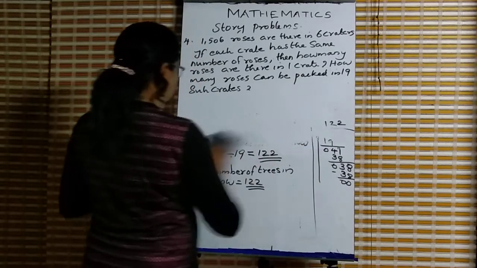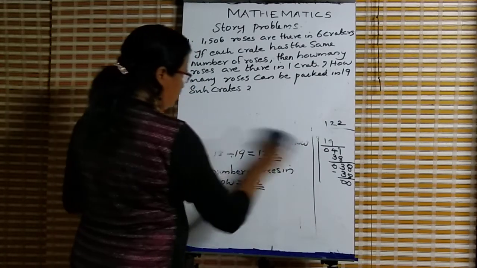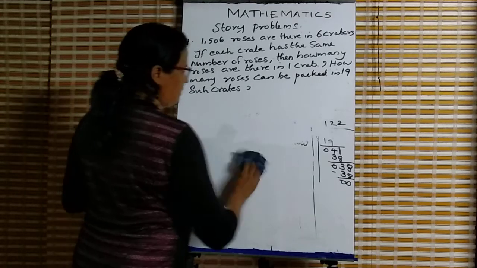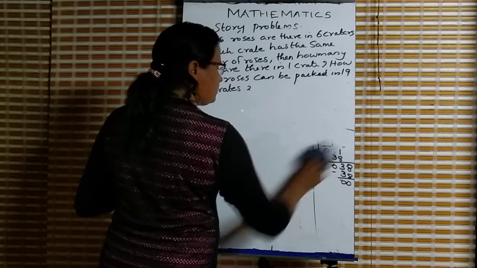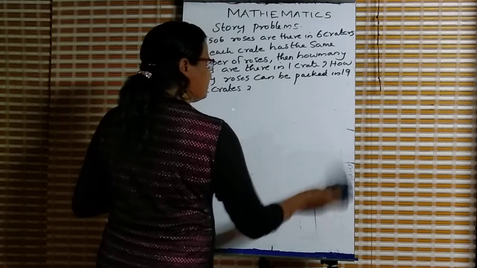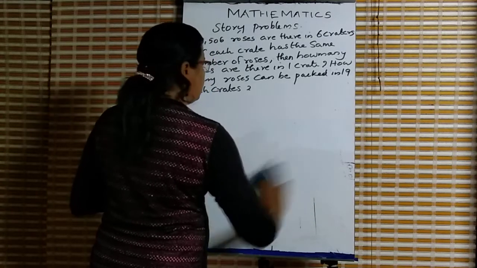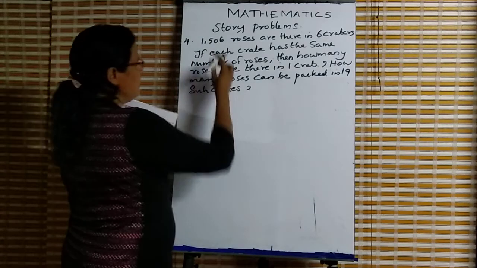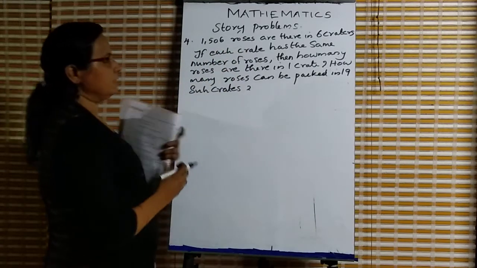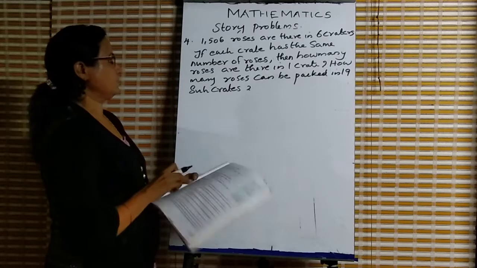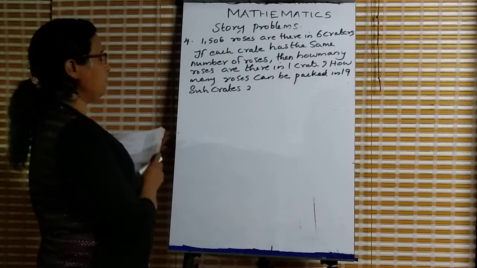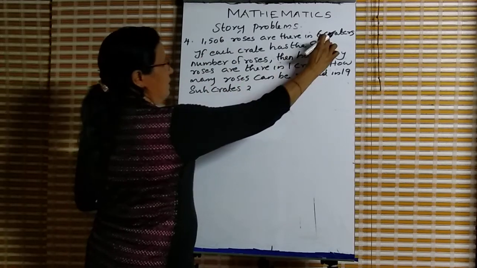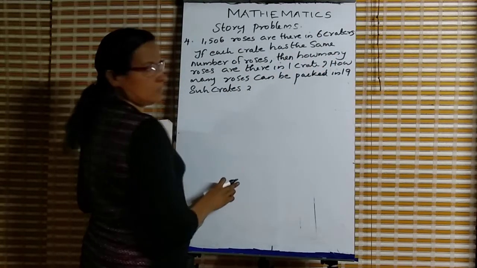I read the question. 1506 roses are there in 6 crates. Crates means a large box. 1506 roses are there in 6 crates. Means number of roses 1506. Number of crates 6.